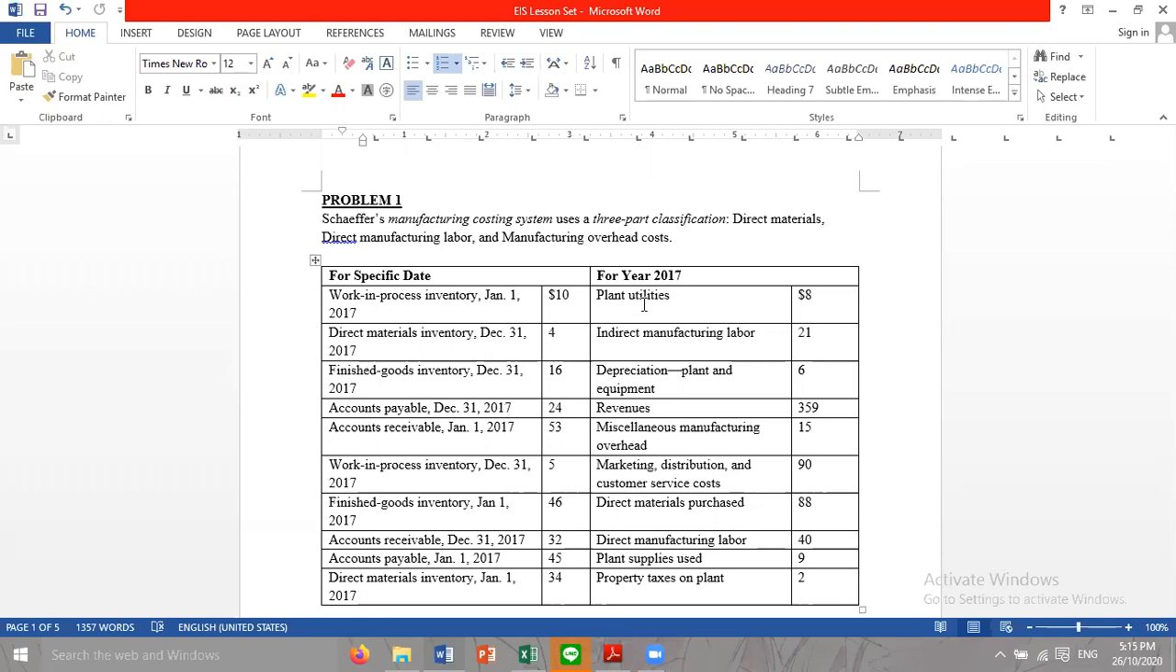Or to be simple, it's usually costs that are expensed as COGS or cost of goods sold. Whereas the opposite of inventoriable cost is period cost. Period cost is literally all costs in the income statement other than the cost of goods sold.